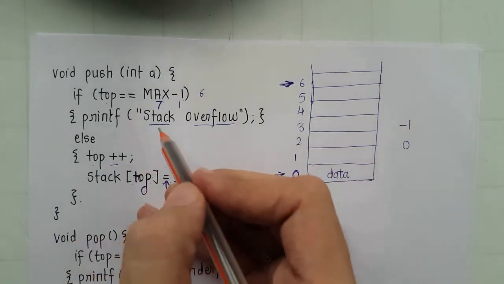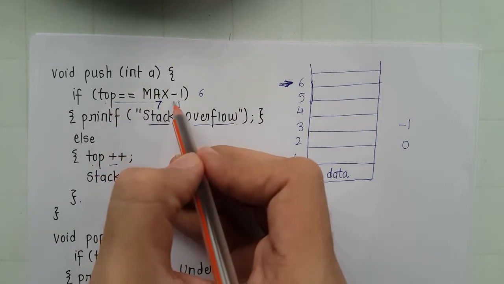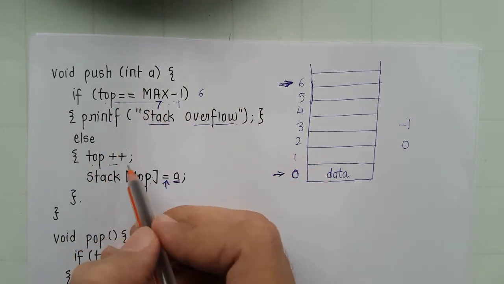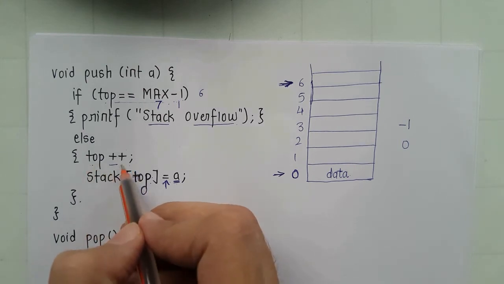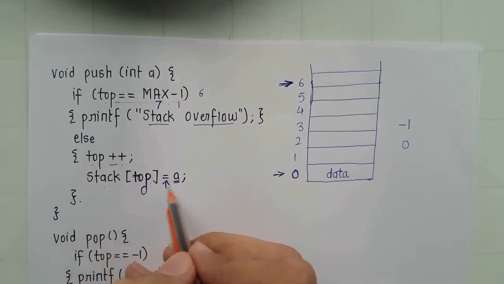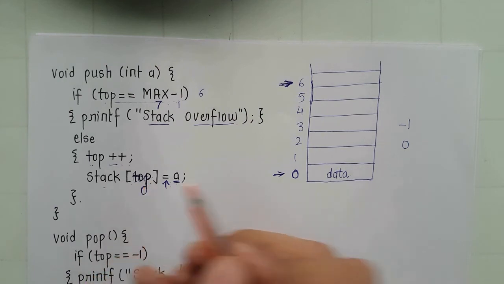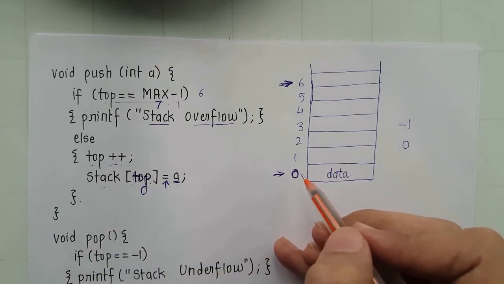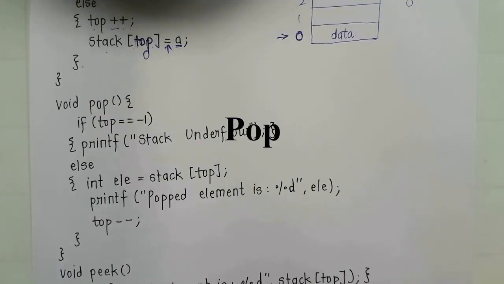When the push function is called, first it checks whether stack is full or not. If it is not full, then it goes in the else part and it increments our top and inserts our data in the stack of top, that is which index number? Incremented index number.